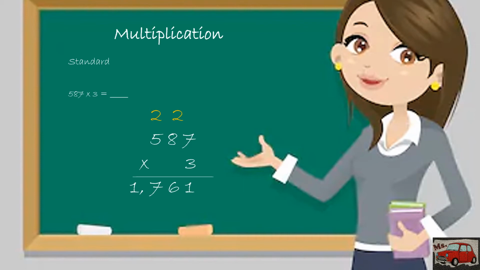Yung 6, ilalagay natin sa baba, and then yung 2, ilalagay natin sa taas, dun sa susunod na number. 3 times 5, 15. And then, i-add natin yung 2 na nasa taas niya. So, the answer is 17. Now, the total answer, or the product, is 1,761.